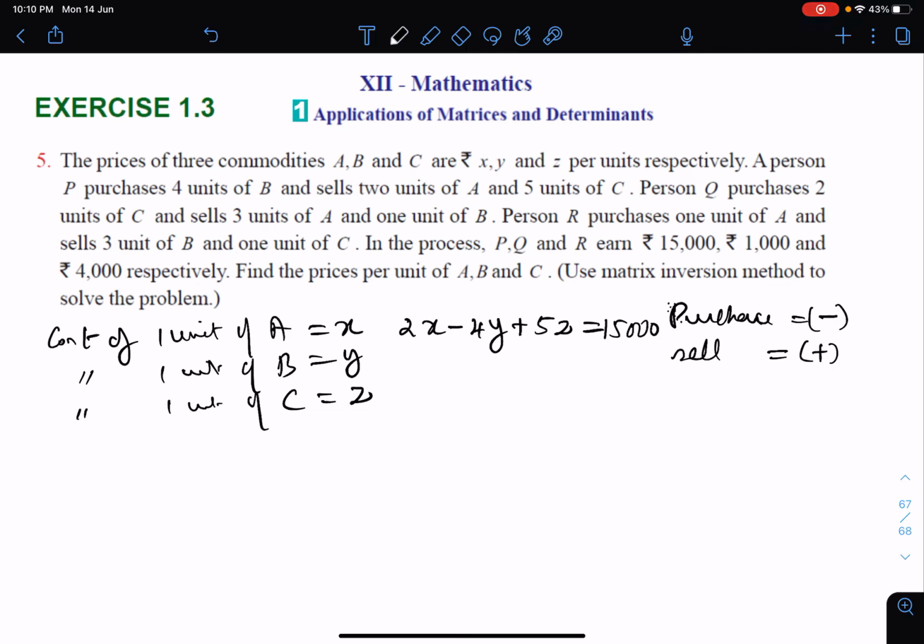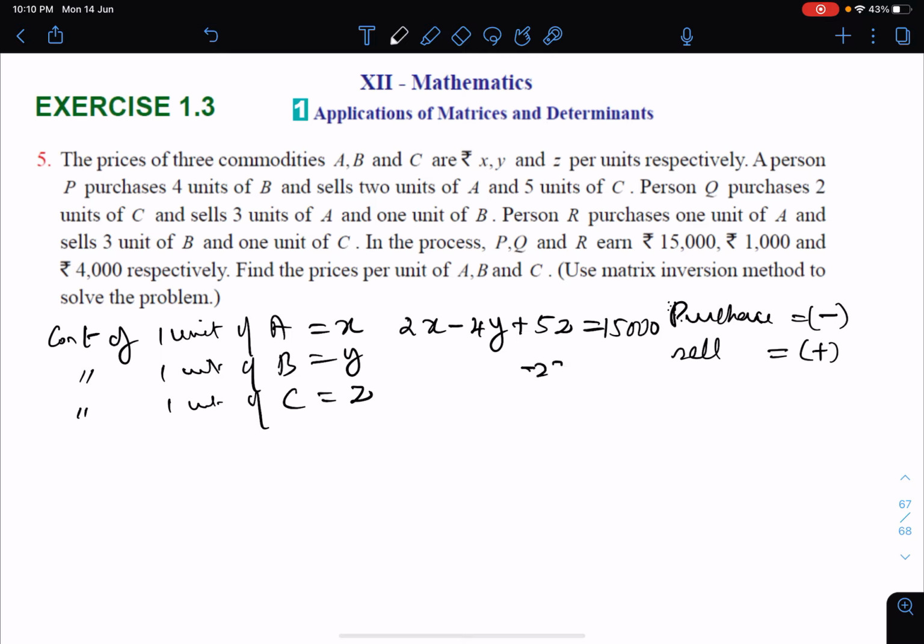He's got 15,000. So this is going to be the first equation. And then Q purchases 2 units of C, so it is going to be minus 2Z, and sells 3 units of A, 3X, and 1 unit of B, so Y. And person R purchased 1 unit of A, so minus X, and sells 3 units of Y and 1 unit of C, so it is only Z. So here it is going to be 1000, and here it is going to be 4000. So these are your 3 linear equations.